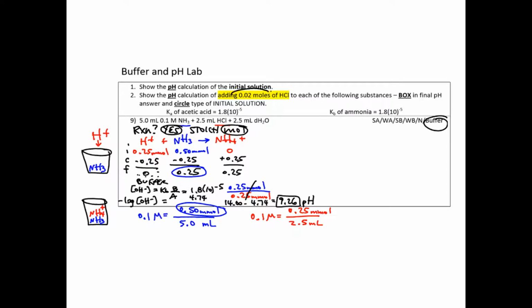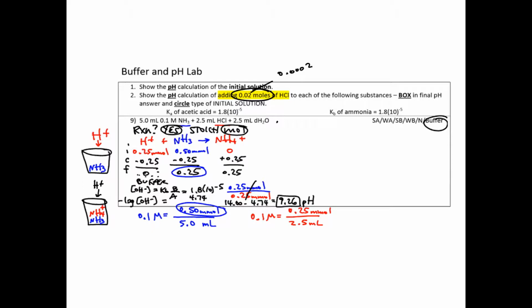Lastly, we're going to add HCl, 0.0002 moles into number 9, which was a buffer, into here. So let's review what happened originally. Originally I had just NH3 in this cup and I added H plus. That reacted and formed a buffer. My buffer ended up with 0.25 millimoles of the NH3 and 0.25 millimoles of the NH4 plus. So now I have a buffer, and to this now established buffer I'm going to add more H plus, and we want to figure out what's going to happen.